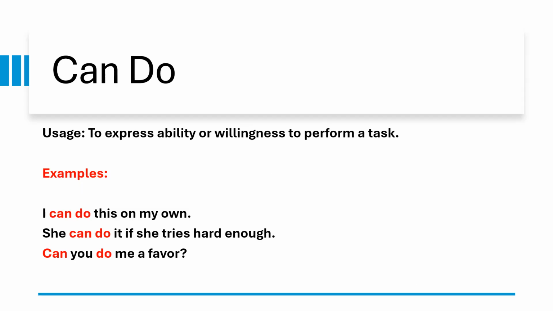Number 1. Can do. It is used to express ability or willingness to perform a task. For example, I can do this on my own. She can do it if she tries hard enough. Can you do me a favor?